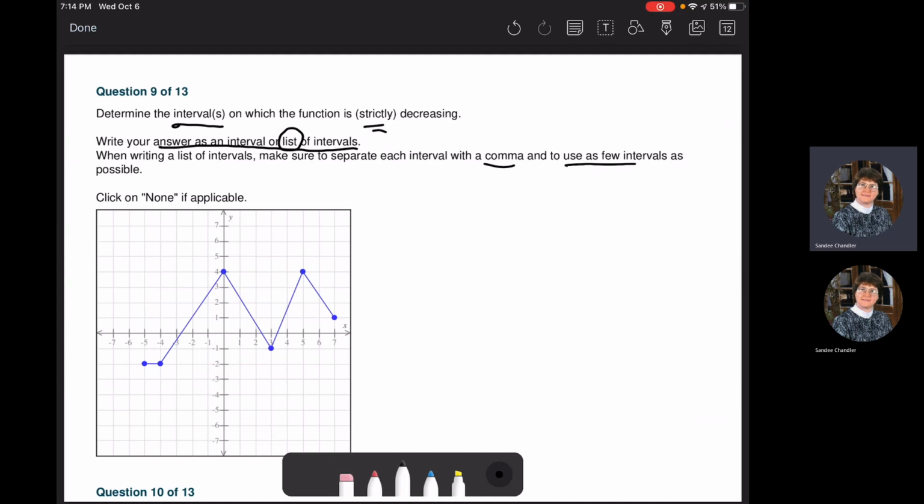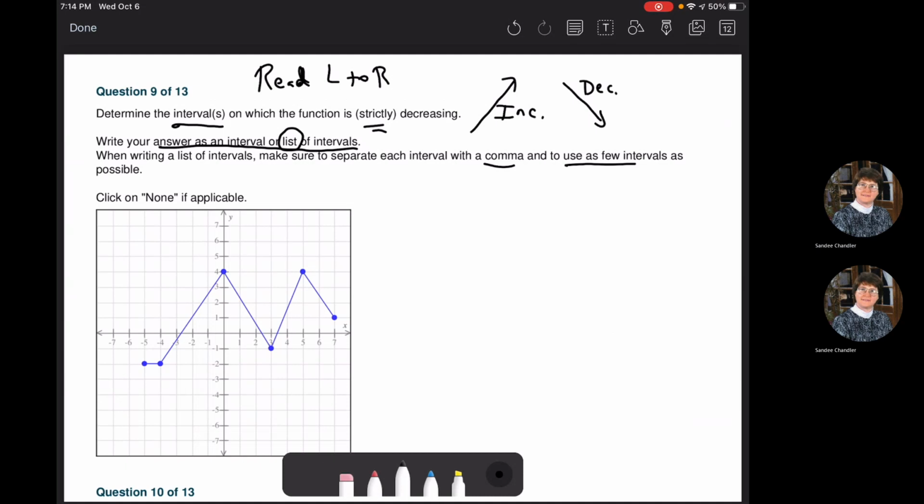All right, so you probably remember something back there somewhere. If you're reading left to right, always read left to right. Going up is increasing. Going down is decreasing. And if it's flat, that's constant. So we're looking for the decreasing.